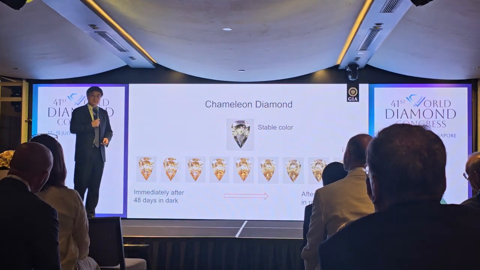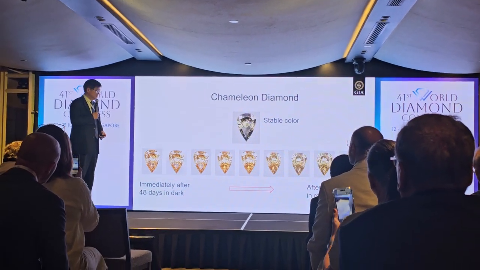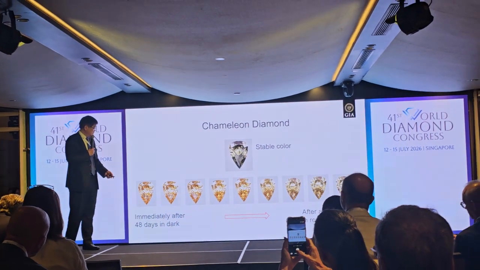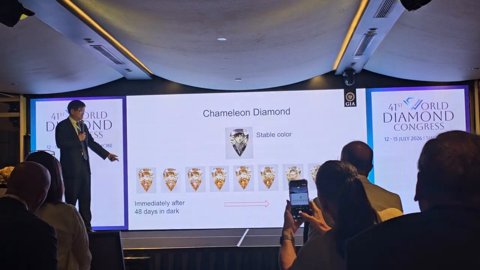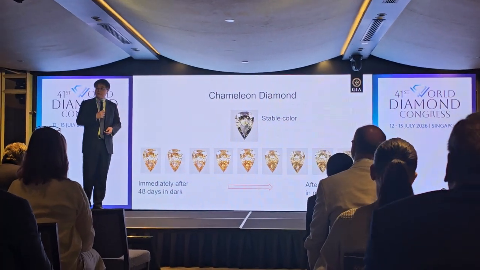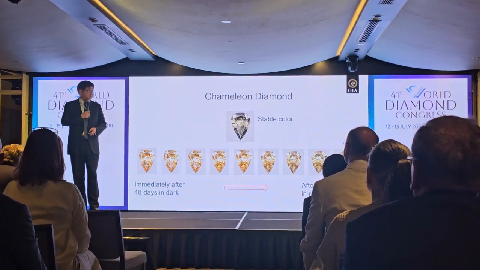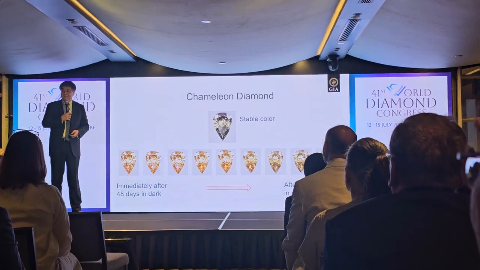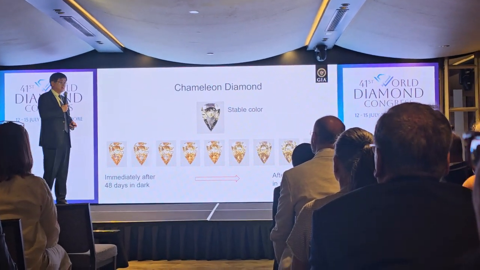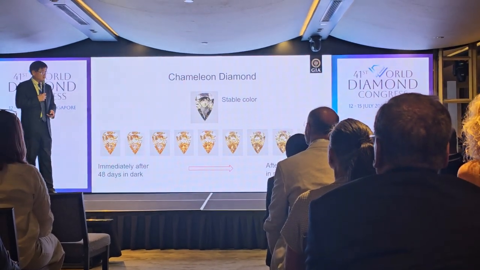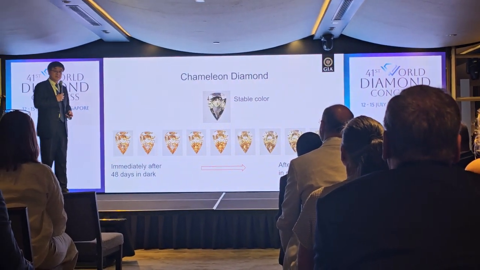The same diamond, if we put it into a dark room, basically we left this diamond in the safe for 48 days, when we take it out, it is also orange color. It takes a few minutes in daylight to change to its stable color. This dramatic phenomenon of color, we don't know the physics of it, and nobody knows how to duplicate or treat a diamond to turn it into a chameleon diamond.